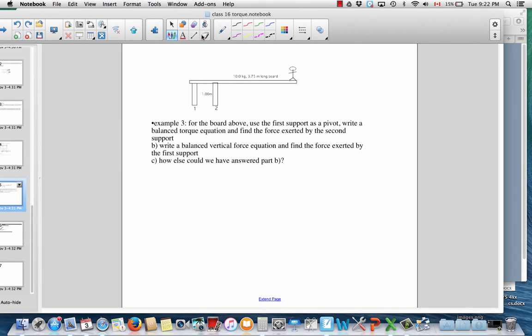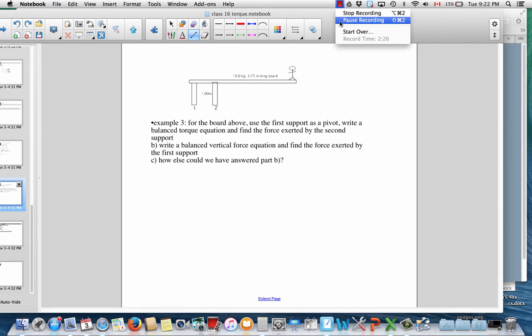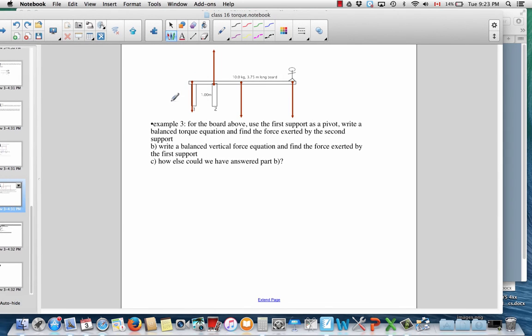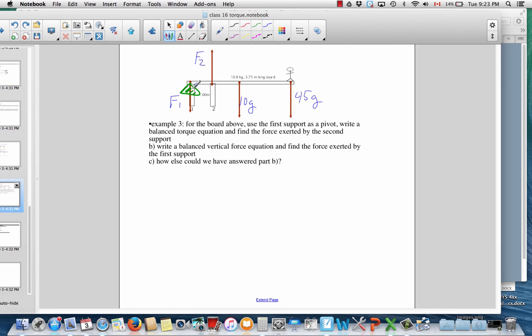Let's analyze it. Okay, well, first of all, this is tiresome. Pause this. Okay, so there's the force diagram. And so let's call this the force from support 1. Here's the force from support 2. This is 10 G's of weight, and this is 45 G's of weight. Now, we're told to use the first support as a pivot, so here I'll draw a little fulcrum here. This is going to be my pivot point. Remember, I can pick any point I like as the pivot point. Putting it here means that F1 won't appear in the torque equation.